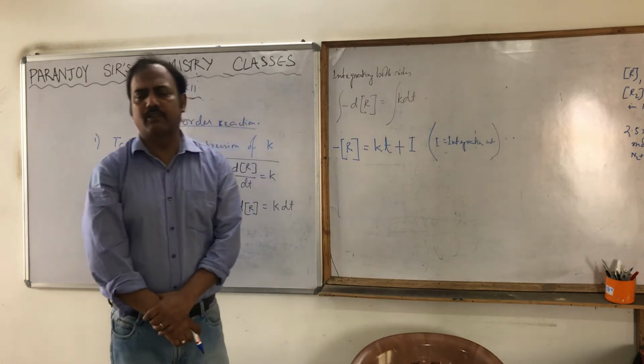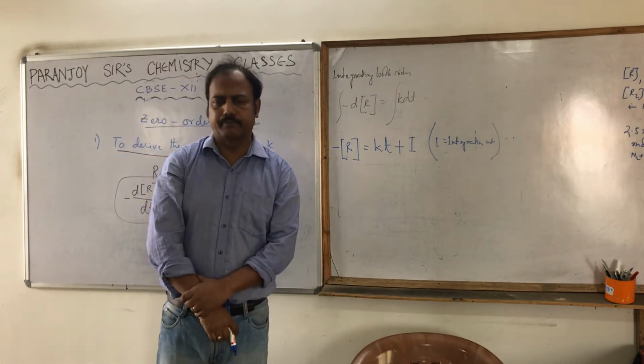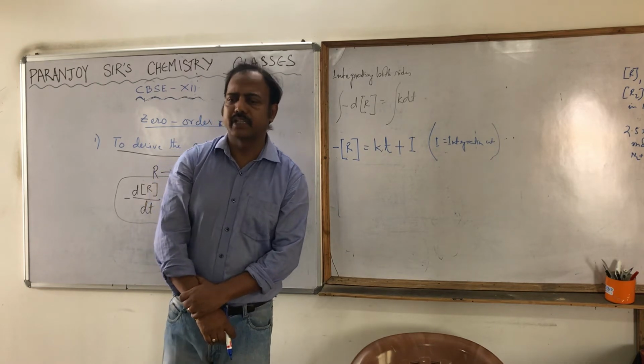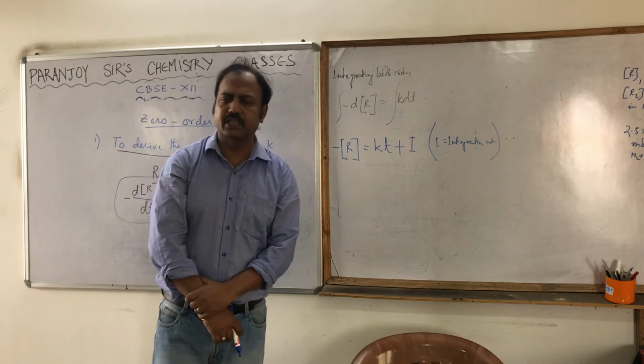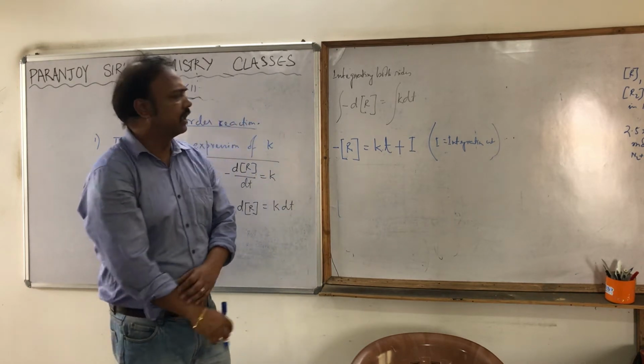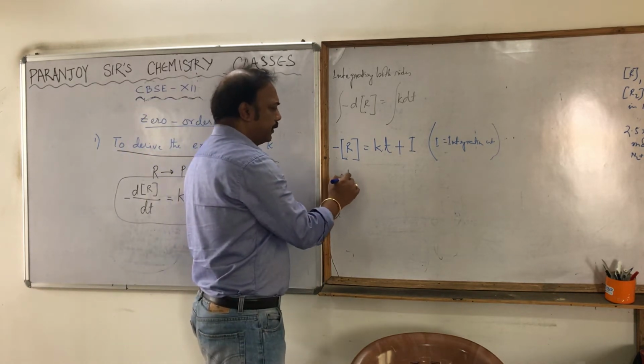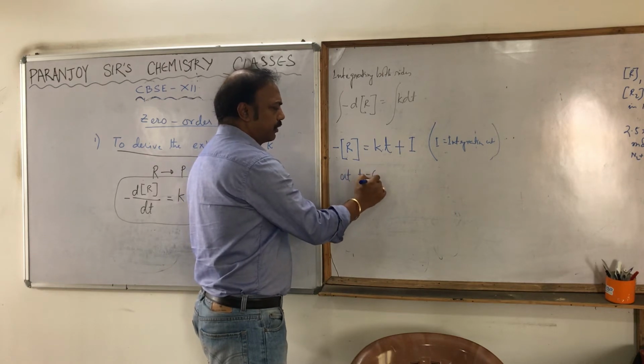How to get the value of I? We'll put some condition now. Please understand the physical meaning of the condition. Mathematically nothing is there, just understand the physical meaning of the condition. At t equal to 0, what is the meaning of this?